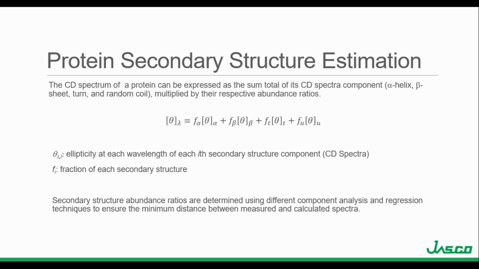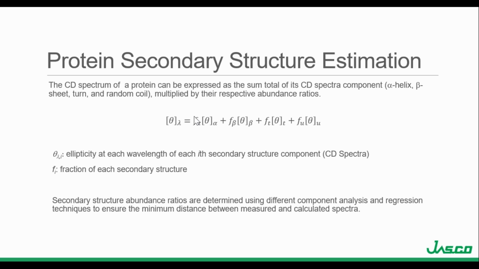So conveniently, these protein secondary structure components can be quantitatively estimated. The CD spectrum of a protein can be expressed as the sum total of its CD spectral components, alpha helical, beta sheet, turn, and random coil, multiplied by their respective abundance ratio. So this term here is going to be the entire CD spectrum at the wavelength range you're looking at. You then have the ellipticity for each secondary structure component: alpha helical, beta sheet, turn, random coil, and unordered. And then this F term is going to be the fraction of each secondary structure that's multiplied by the ellipticity of each term.